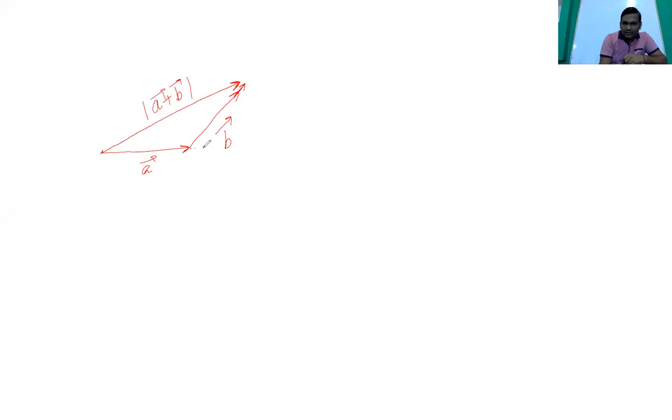The angle between A and B will be like this, this will be your theta. What we have studied till now is that the resultant is A vector plus B vector, and the magnitude of this resultant is the square root of A squared plus B squared plus 2AB cos theta. So we have studied this one till now.